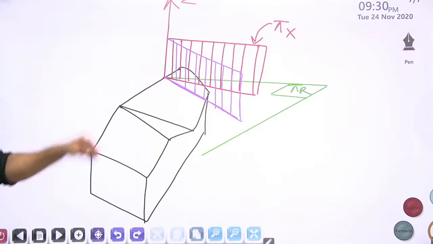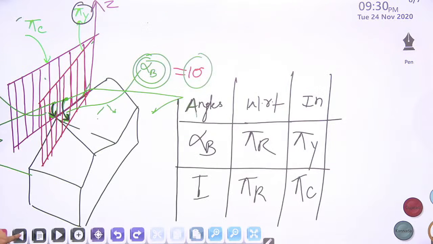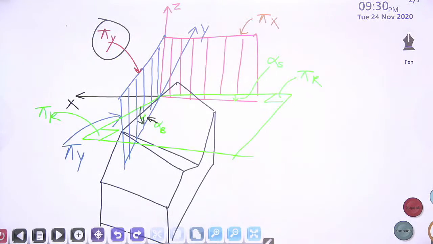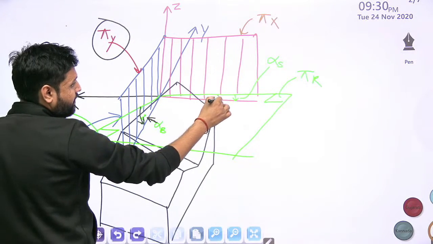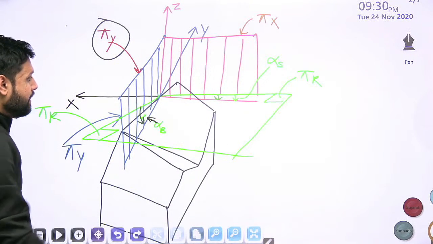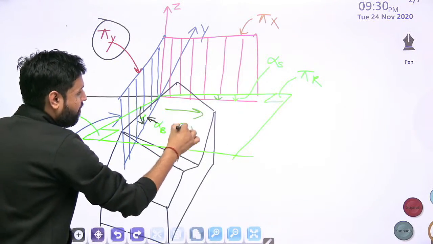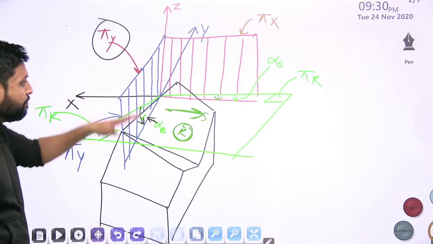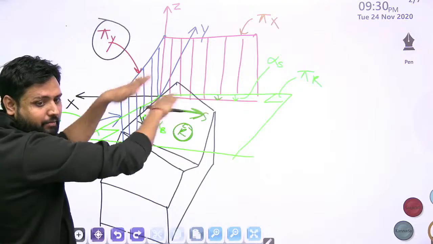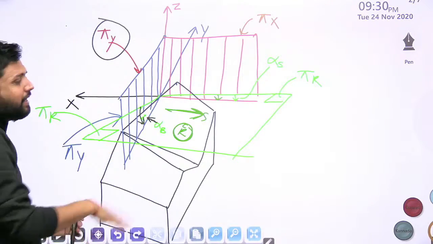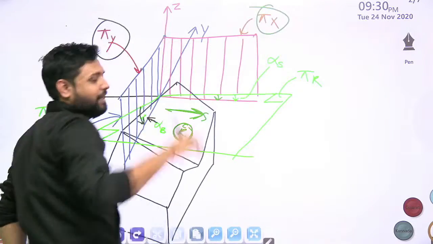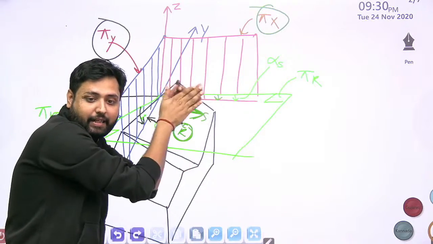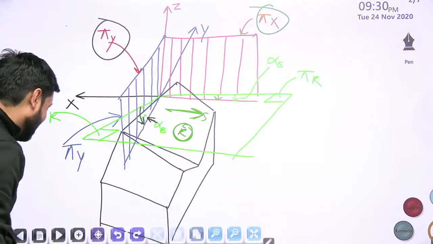Now, just now in ASA tool signature, I had discussed this angle. You look at this. What angle was this? Alpha S. Sideward inclination of this rake face. Yes, sideward inclination of this rake face measured with respect to what? Measured with respect to reference plane, but measured in which plane? Measured in pi x plane. Yes, that was the side rake angle.